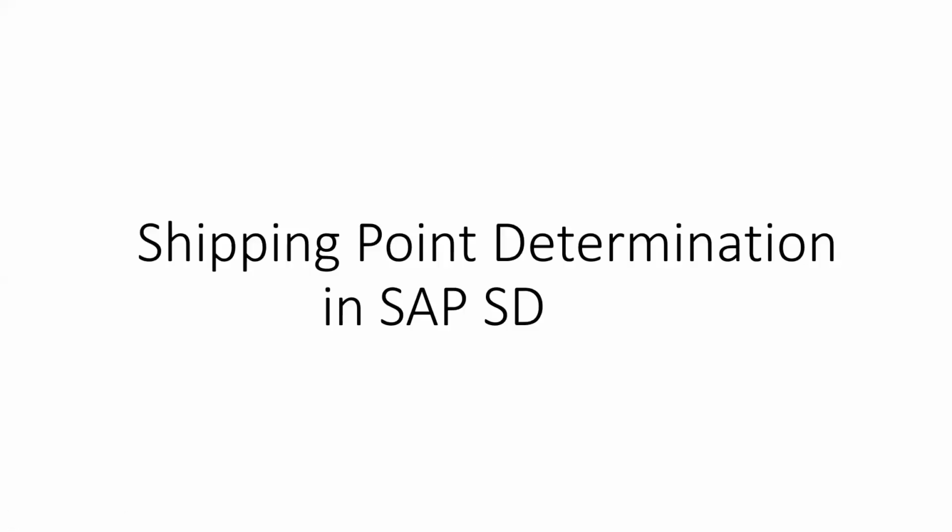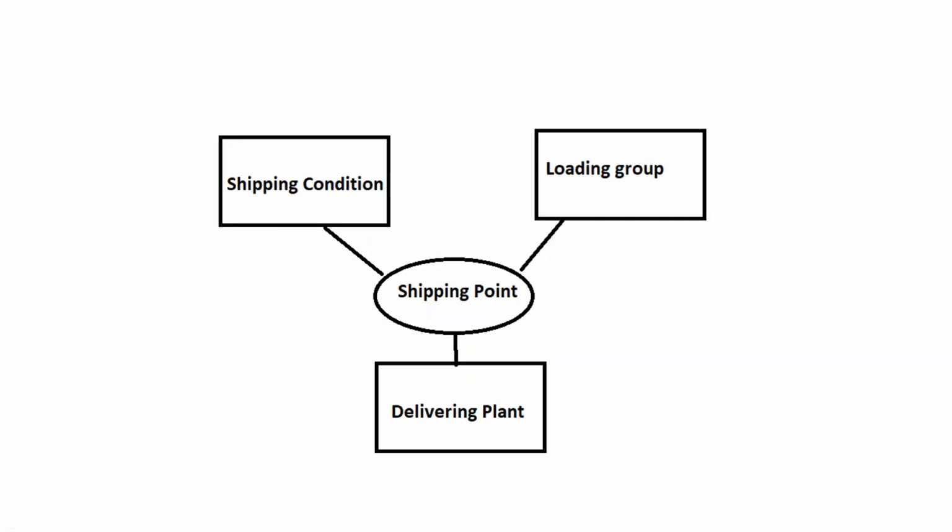Hi everyone. So in this video, we are going to learn about shipping point determination in SAP SD, and we are also going to see how to answer the same in an interview. So let's start. For shipping point determination, the formula is very simple. It's shipping condition plus loading group plus delivering plant, and based on the combination of these three parameters, shipping point is determined. So the problem comes when the same question is asked in an interview.